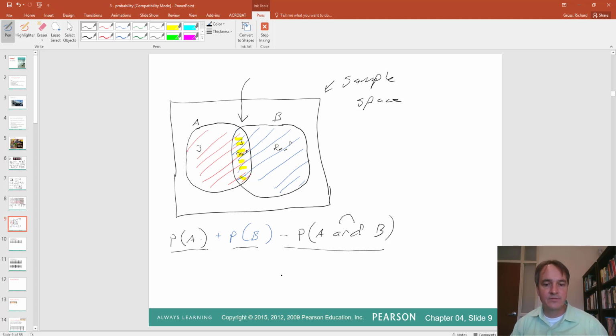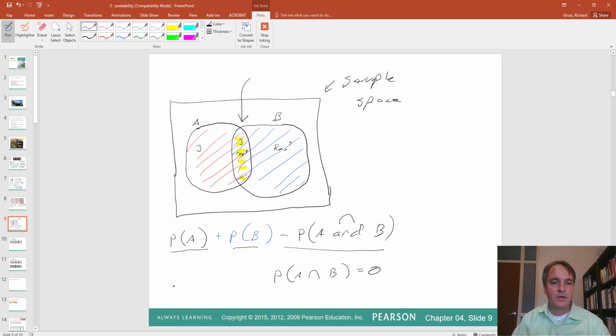Now, the reason we didn't have to do this before in the case of mutual exclusivity is because the probability of A and B was equal to 0. But it would still work here, because if we use this formula, this would be 0, and we would just have the sum of these two marginal probabilities. Okay, so let's go ahead and calculate this then.